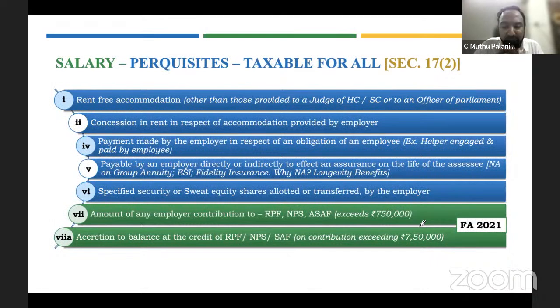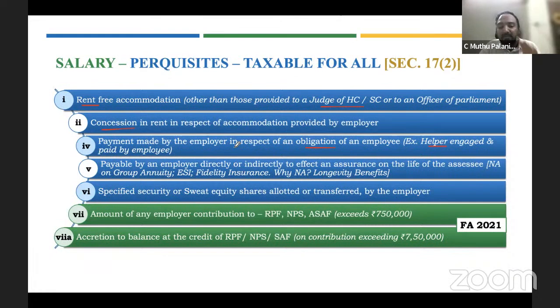These are the items of perquisites which are taxable for all. First is rent-free accommodation, other than that provided to a High Court and Supreme Court judge. Next is rent-free accommodation provided at a concession, so it is not fully free. Next is an obligation of an employee: the employee appoints a helper, and it is paid by the employer. First the employee appoints a helper and pays them, and then subsequently the employer reimburses.